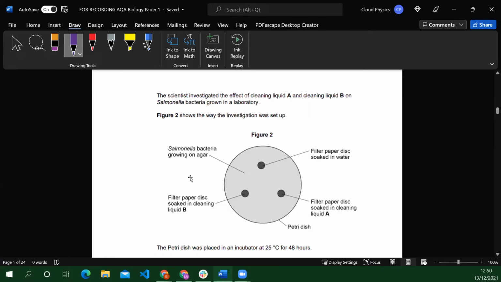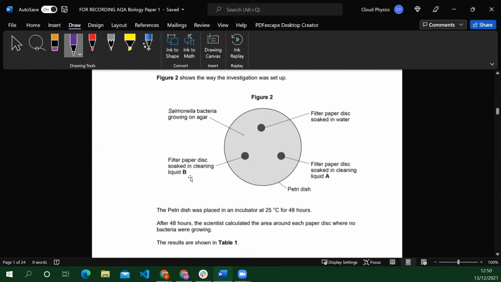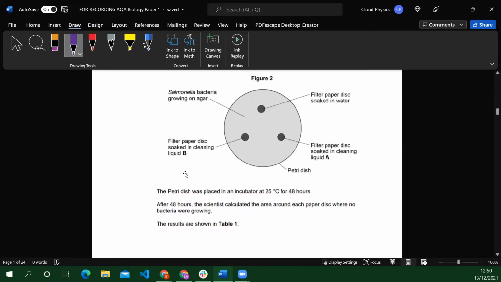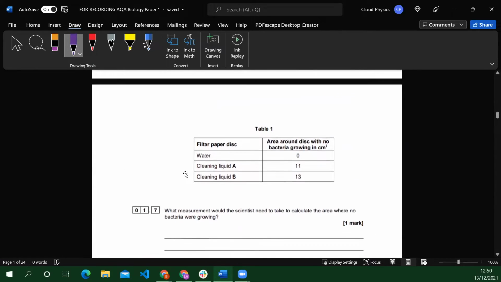The Petri dish was placed in an incubator at 25 degrees Celsius for 48 hours. After 48 hours, the scientists calculated the area around each paper disc where no bacteria were growing. The results are shown in table 1. So area around disc with no bacteria growing: water, 0, it hadn't killed anything or prevented it from growing. Cleaning liquid A, 11 centimeters. Cleaning liquid B, 13. So again, this is the better one.